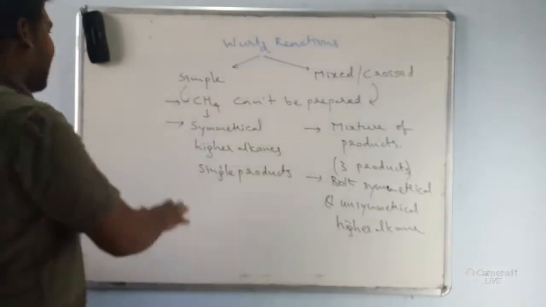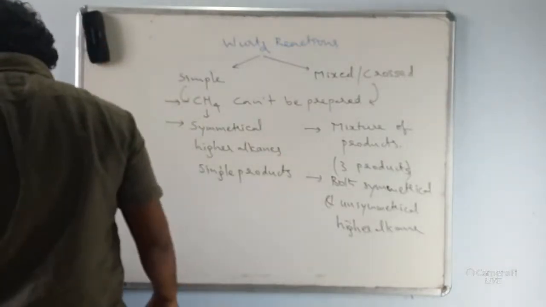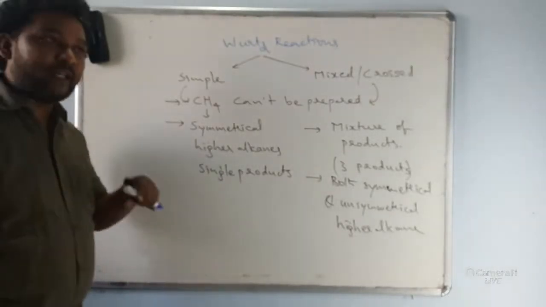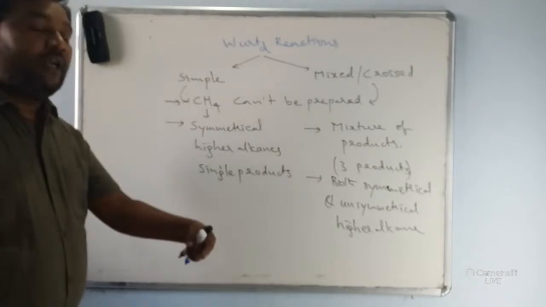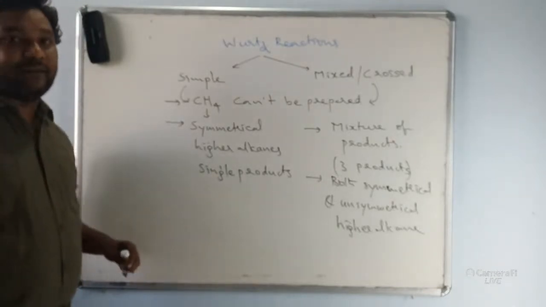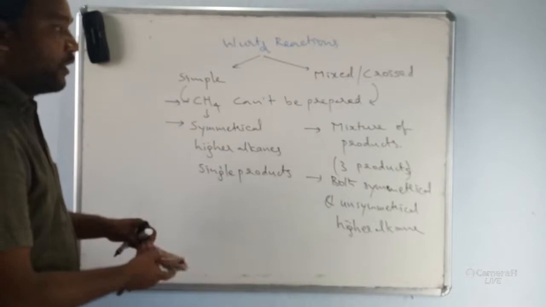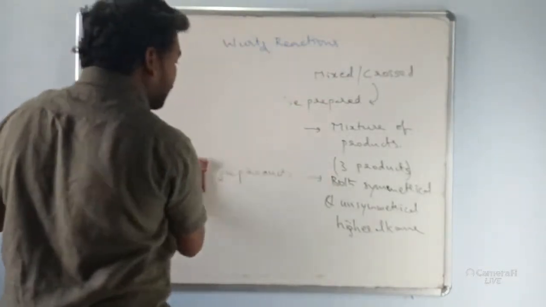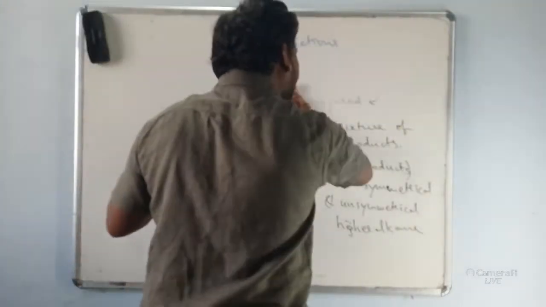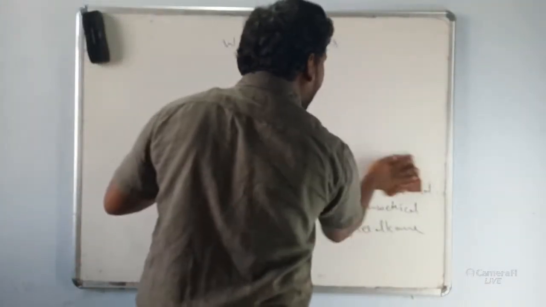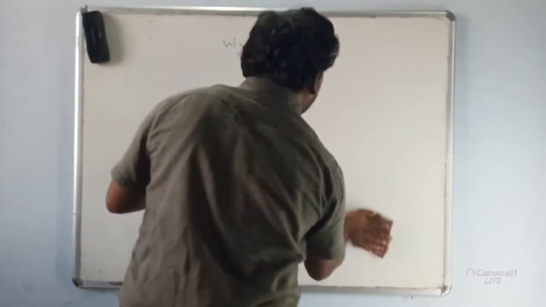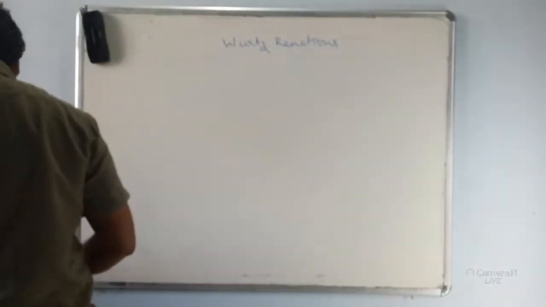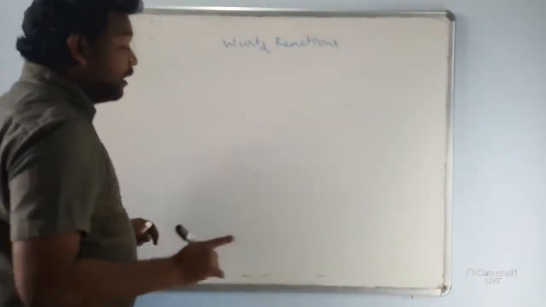Let us go to the simple examples here. We need not discuss the mechanism. Here we have two types of mechanisms: one is the ionic mechanism, another is the radical mechanism. Mechanism is not that important here, because we are doing a quick revision. Knowing the mechanism is good, but we don't have that much time, so that's why we are not discussing the mechanisms here. If it is necessary, I will tell you that.